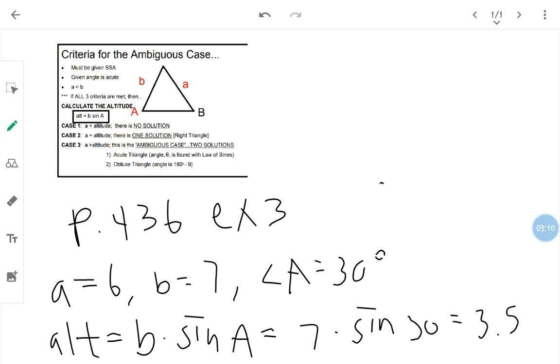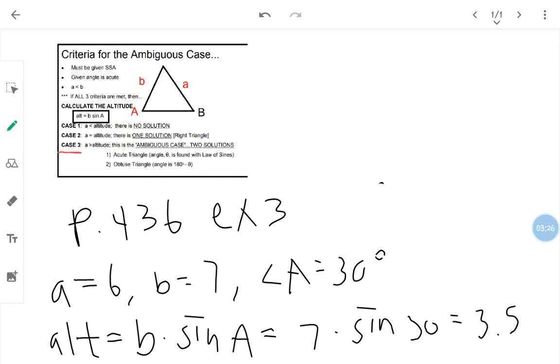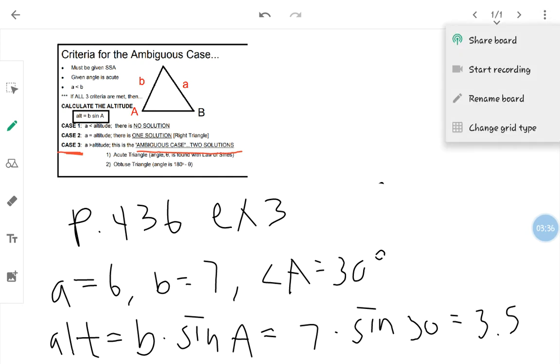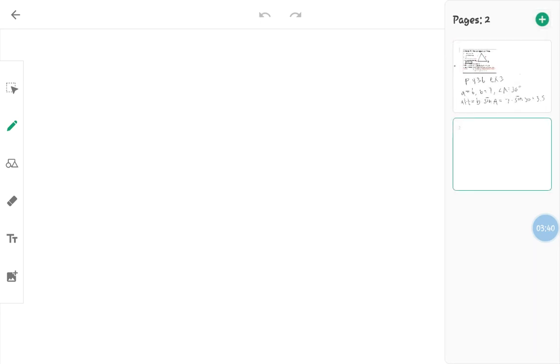Now what's going to happen? I have to compare my altitude and a. Your a is 6 and the altitude is 3.5. It satisfies case 3, the ambiguous case. So we are going to have an ambiguous case this time. Let's move on to the next page. Alright, so let me start with example 3.